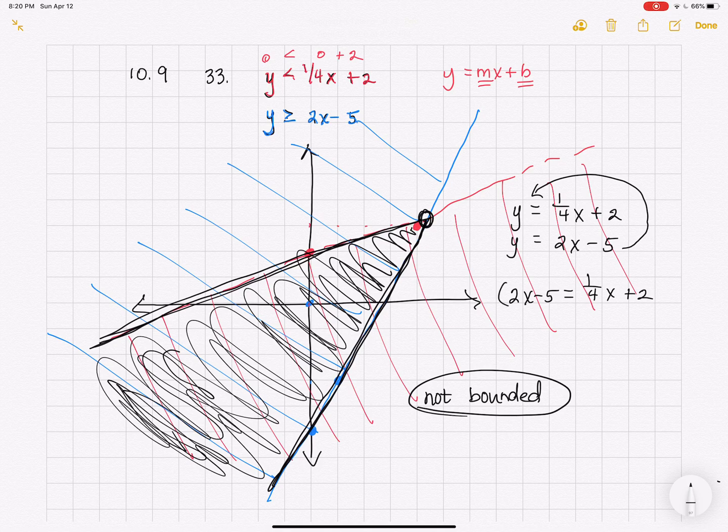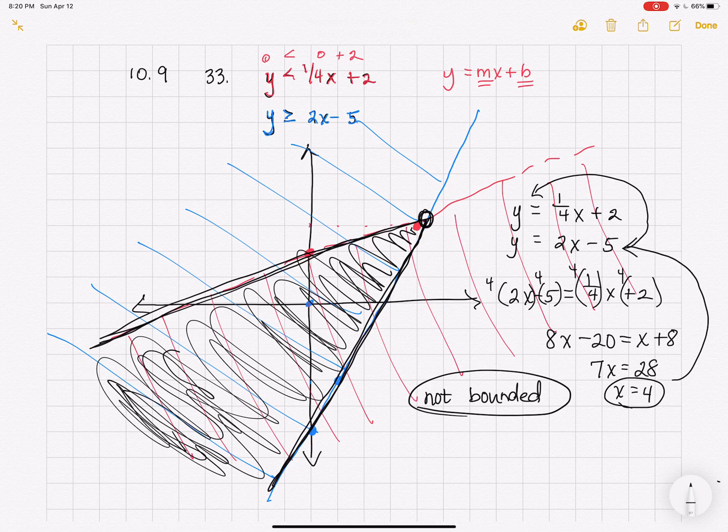And I always get rid of fractions if I have them by multiplying by the common denominator. So I've got 4 terms here. I'm multiplying all 4 terms by the common denominator. That's just going to give me 8x minus 20 equals x plus 8. And then I'm going to solve that for x. So I'm going to get 7x equals 28, or x equals 4. And once I've got x equals 4, it's very easy for me to plug that into another one of my original equations, which I'm going to use the one without the fraction in it. So I'm going to get y equals 2 times x, which was 4, minus 5, or 8 minus 5, so y is 3.